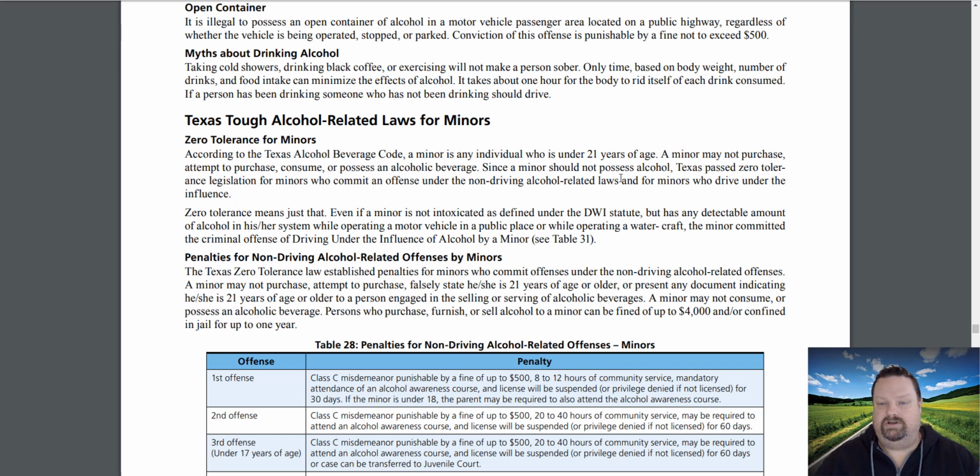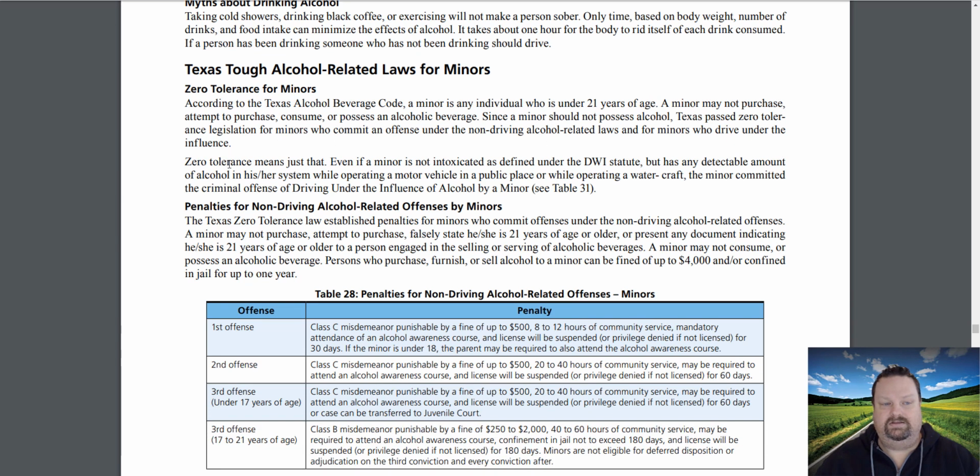Since a minor should not possess alcohol, Texas passed zero tolerance legislation for minors who commit an offense under the non-driving alcohol-related laws and for minors who drive under the influence. Zero tolerance means just that: even if a minor is not intoxicated as defined under the DWI statute, but has any detectable amount of alcohol in his or her system while operating a motor vehicle in a public place or while operating a watercraft, the minor committed the criminal offense of driving under the influence of alcohol by a minor.